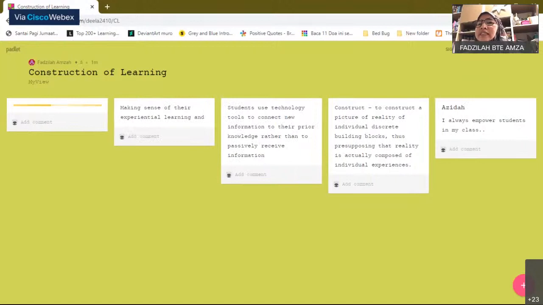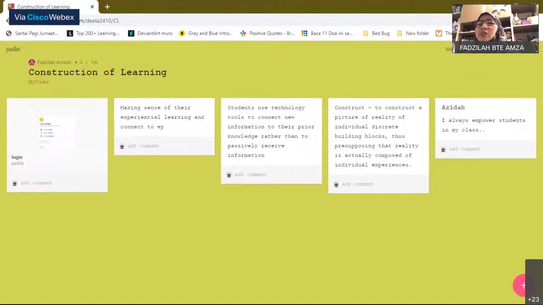Experiential learning. Students use technology tools to connect new information to their prior knowledge rather than to passively receive information. And connect to expected learning outcome, okay. Experiential learning and connect to expected. Okay, some more. I would like to see more.